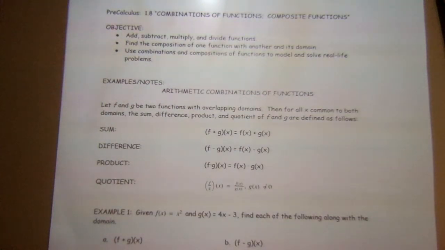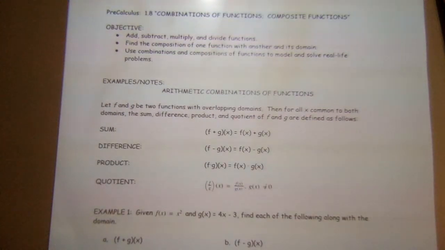1.8, we're going to look at combination of functions, composition of functions. We're going to add, subtract, multiply, and divide. Find composition functions of one function with another in its domain, and model them. This is a review from Algebra 1, Algebra 2.